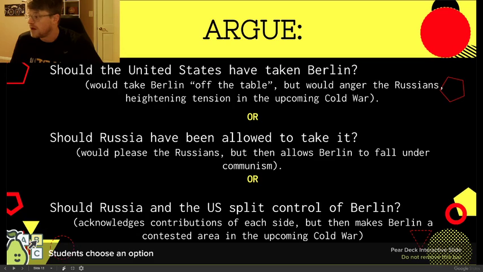That's option one. It would have taken Berlin off the table, but it would have angered the Russians and might have heightened tensions in an upcoming Cold War. We'll talk about what that is soon. And then, should Russia have been allowed to take it?